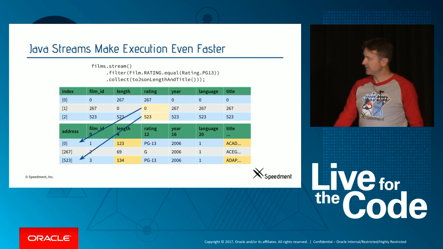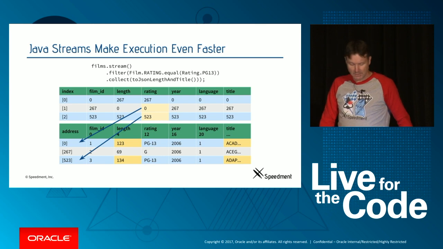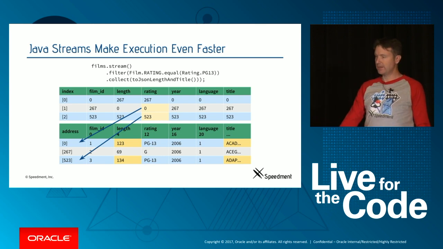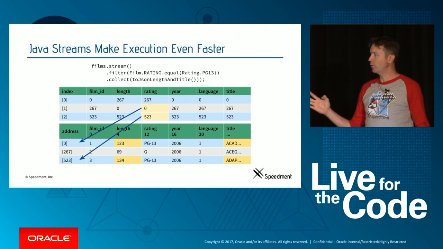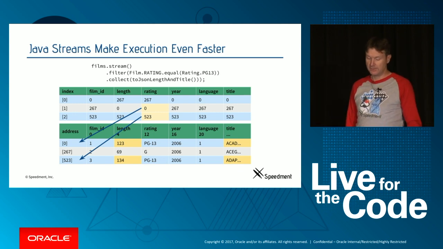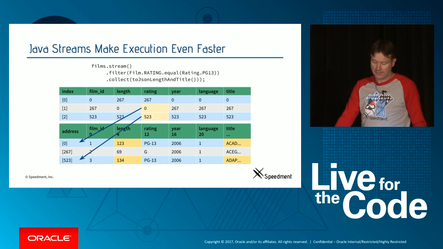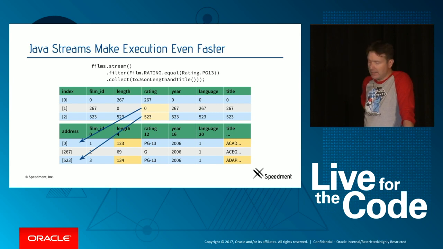Because the first filter says that we can use an in-memory index. The upper table shows all the indexes. By default, Speedment will index all columns, and it's a very lightweight indexing mechanism, so it's not that expensive. So we will use the index for the rating, and we can immediately retrieve those films that satisfy that predicate. In this case, we have them at address 0 and 523.